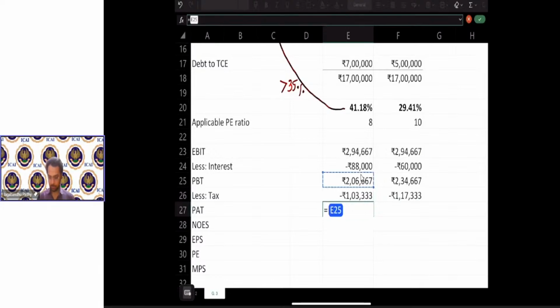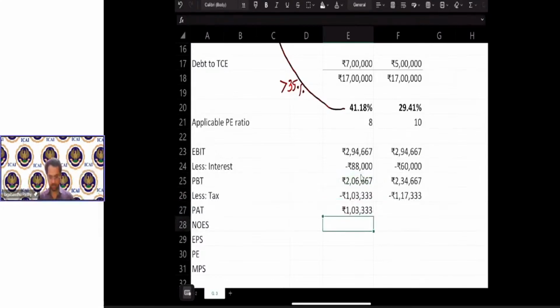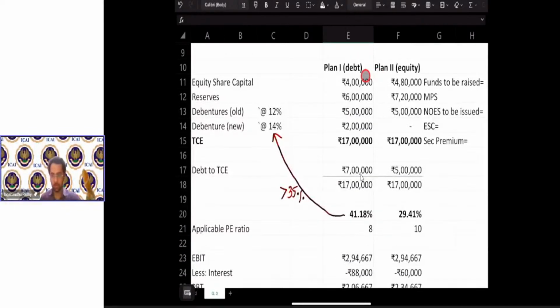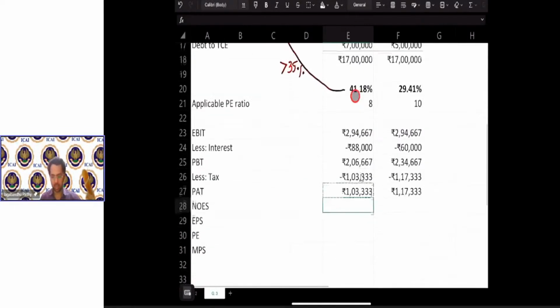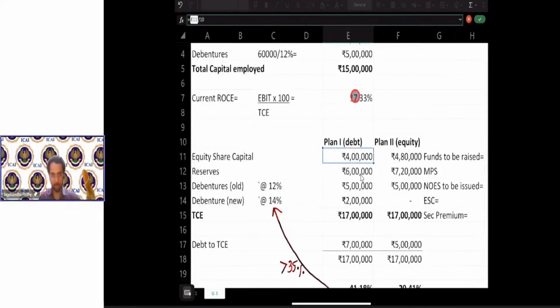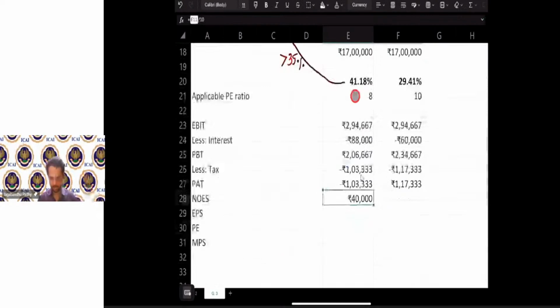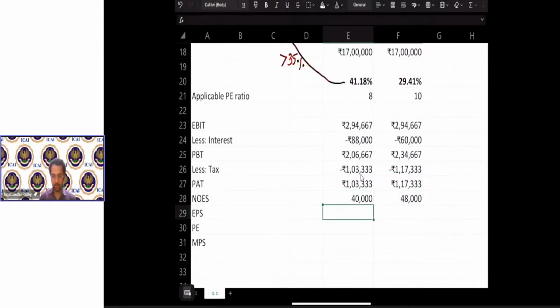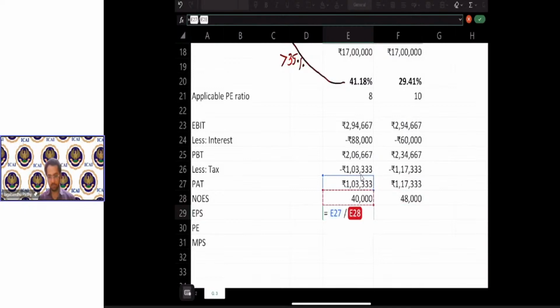PBT plus a tax rate of this. The number of equity shares will be 4 lakh divided by 10, since each share has a face value of 10. Right? So this is the number of shares. And the EPS that we'll have is the PAT divided by the number of equity shares.